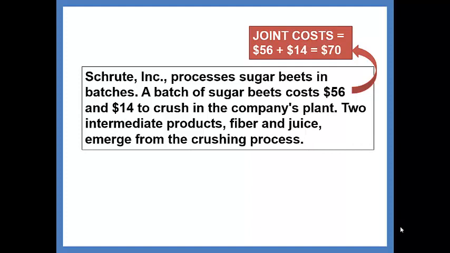Now when we're trying to decide what to do with the fiber and juice that emerge from the process naturally, remember these are sunk costs. For inventory costing purposes, they will be assigned to the inventory, but for decision-making purposes, these costs are not relevant.